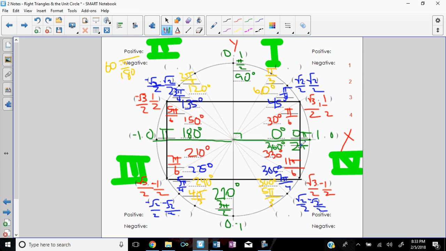And if we think about our ordered pairs, remember with the 30, 60, 90, I'm just going to switch the two sides. So the x value here is going to be the shorter side. And so for the coordinates at this point, it's going to be 1/2, and this is going to be the square root of 3 over 2.